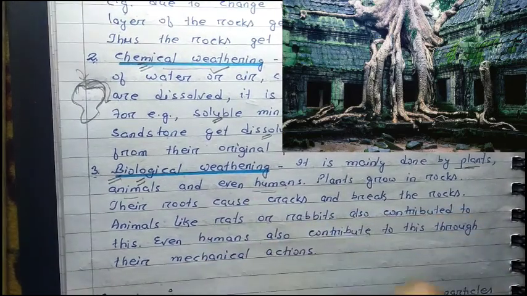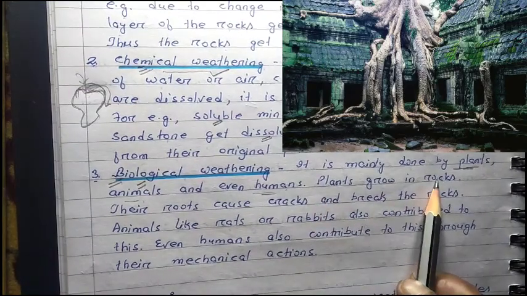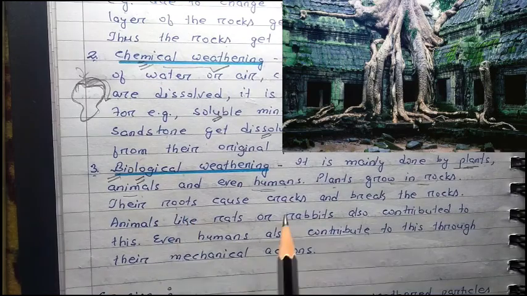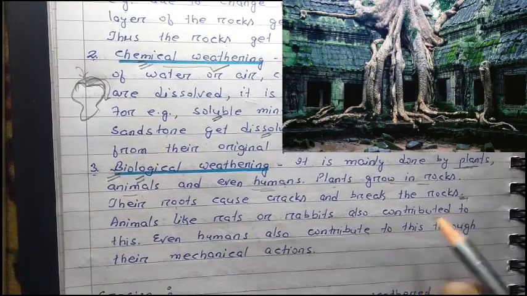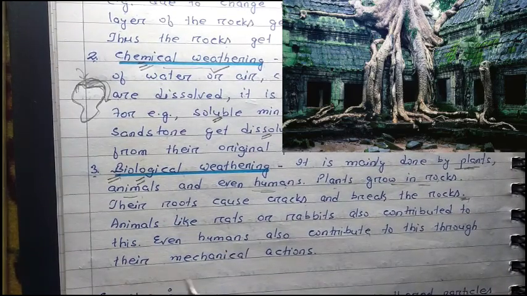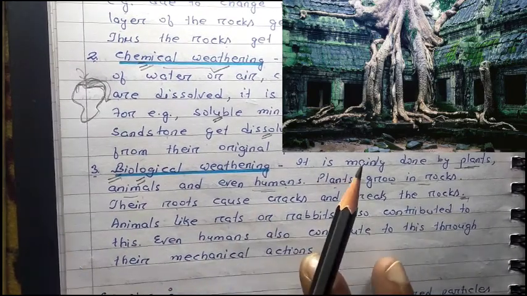You can easily see or clearly see from the picture given here that sometimes plants grow in rocks, and when these plants grow in the rocks, their roots cause cracks and break the rocks. It is visible from the picture. You can see here that the roots of the plant are getting inside the rock, and when these roots go inside, the rocks will be broken into pieces.